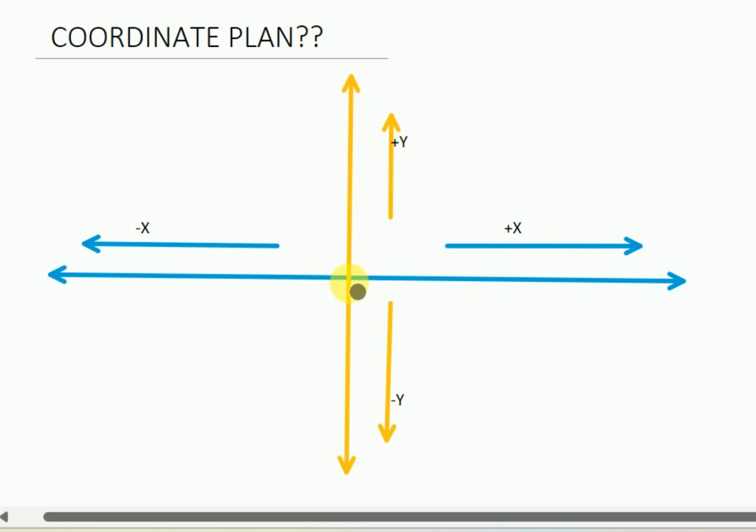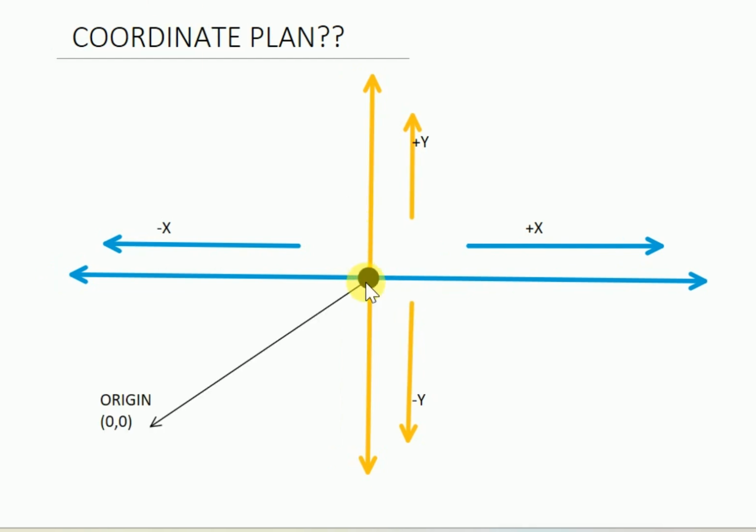The intersecting point of the x-axis and y-axis is called the origin of the coordinate plane. At the origin, the x-coordinate is 0 and the y-coordinate is 0. So the coordinates of the origin are written as (0, 0). The coordinates of all the rest of the points are determined considering this origin.